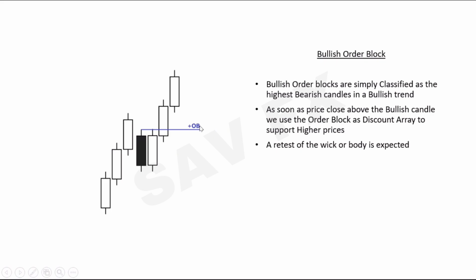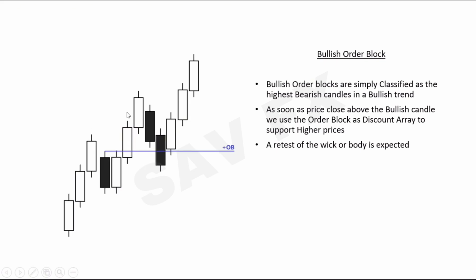But as soon as price closes above it, we classify this as a bullish order block. That is very important. Price needs to close above the body and the wick, in simple terms, around the full candle range. And a retracement back into the order block high, which in this case would be right here, or the body, is anticipated. That's pretty much what we use as an entry for higher prices.